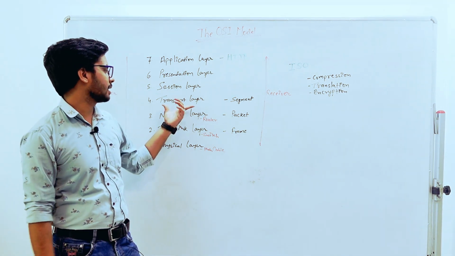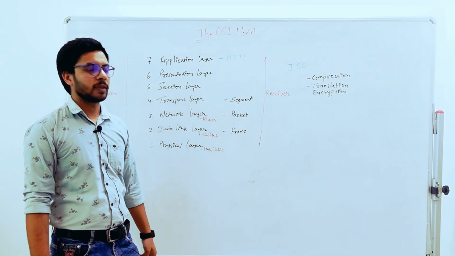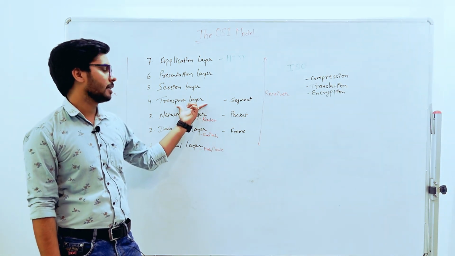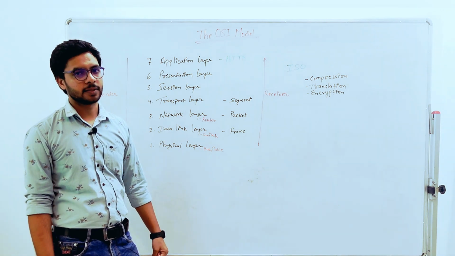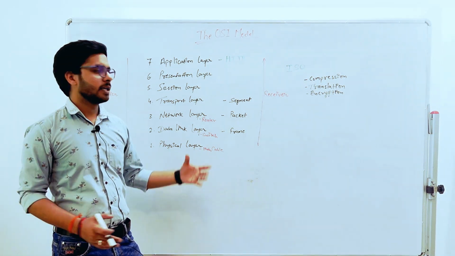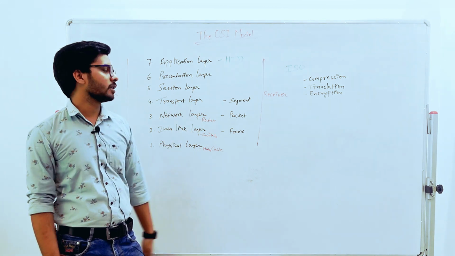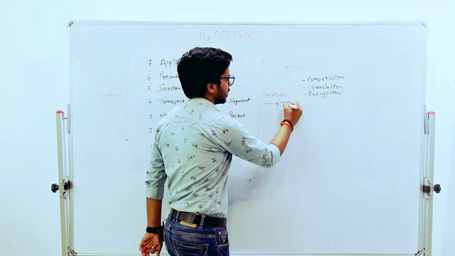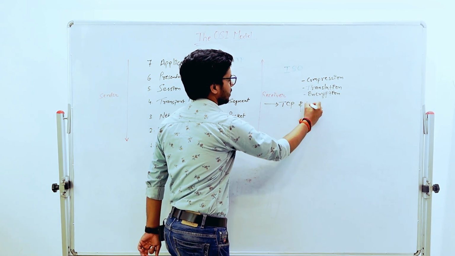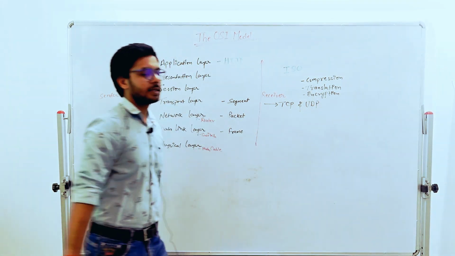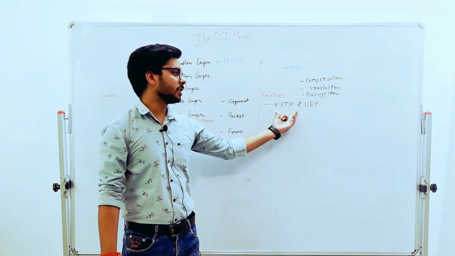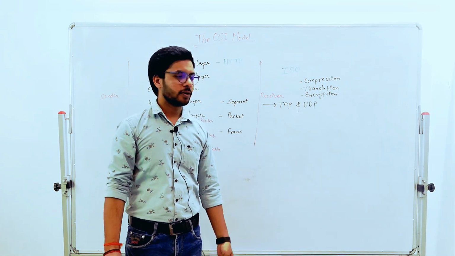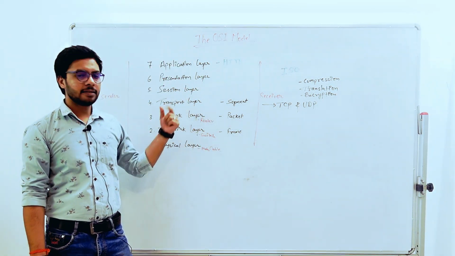Then if we discuss next, we have your transport layer. So what is this transport layer? Transport is responsible for end-to-end communication. Means if we have two devices, then for end-to-end communication, we have your transport layer. And at the transport layer, we have two important protocols. One is TCP and the second is UDP, that is Transmission Control Protocol and User Datagram Protocol. These are the two protocols that are being used at the transport layer.